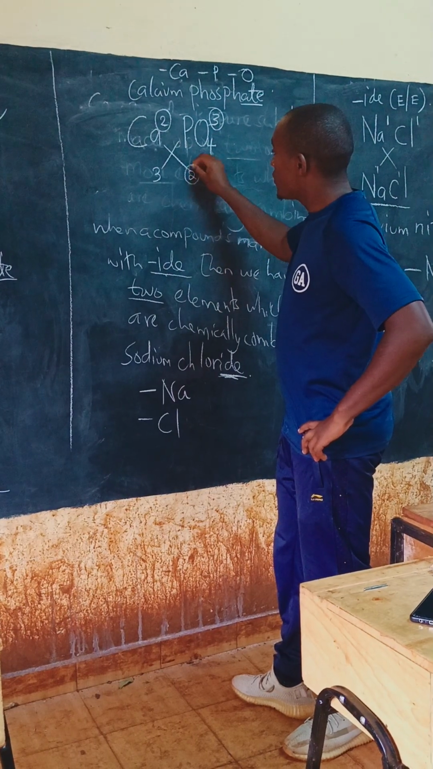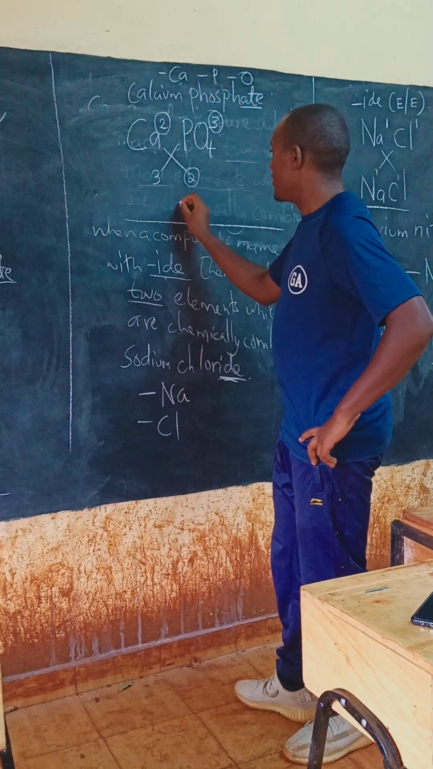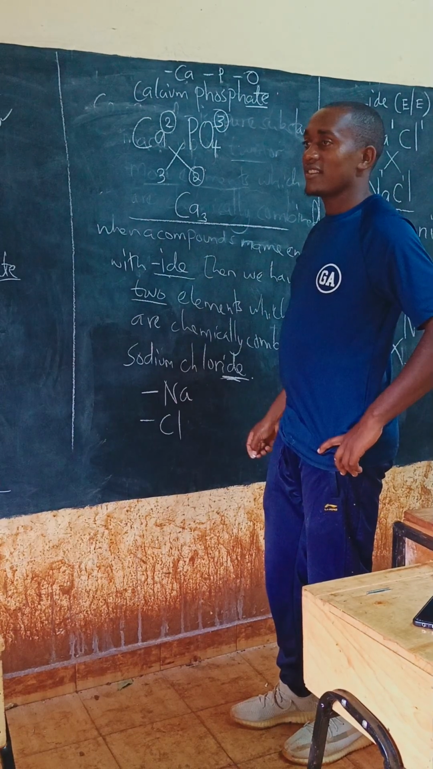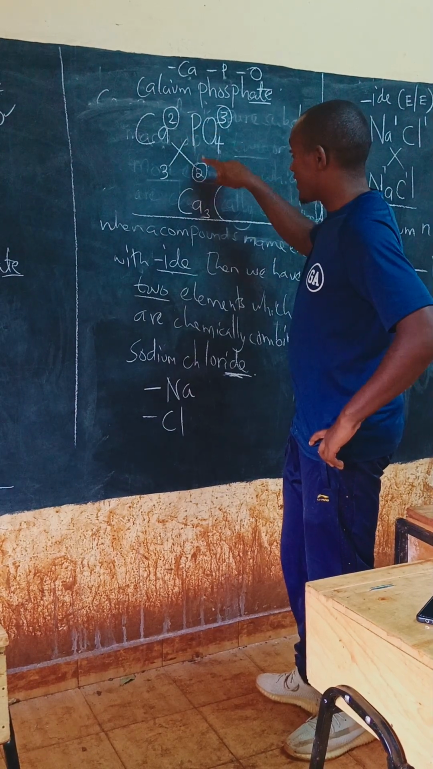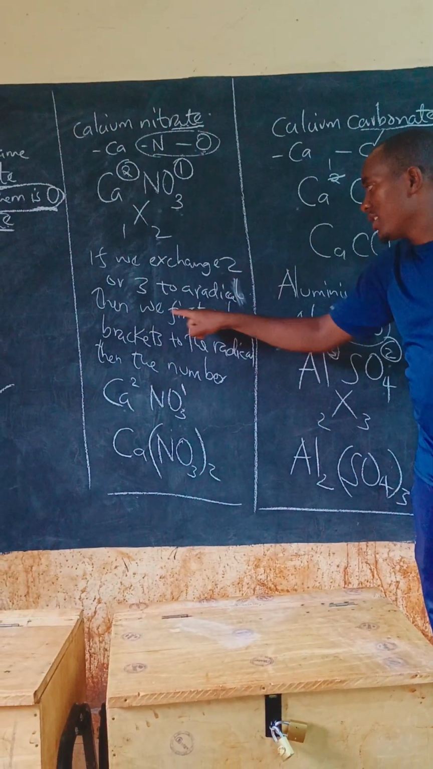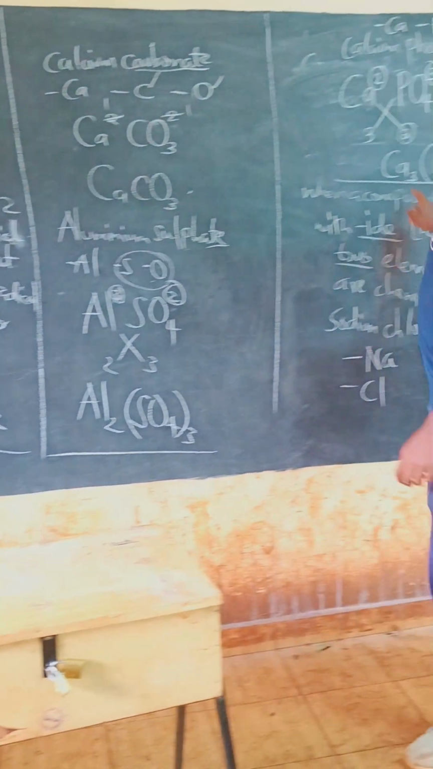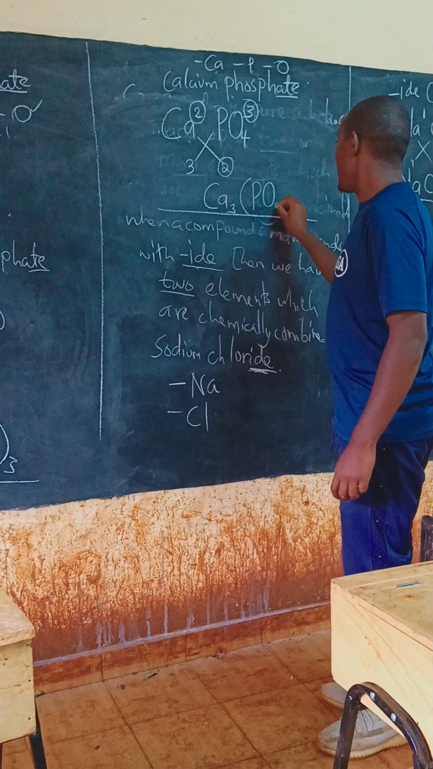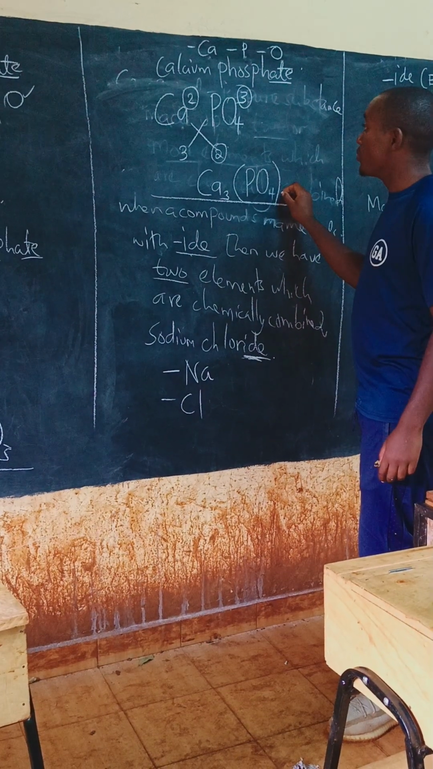Therefore, it means that 2 coming to a radical, we must put brackets to that radical. Therefore, writing the formula of this, it will be calcium Ca3. Then we put brackets to that radical because 2 is exchanged to a radical. And we said if we exchange 2 or 3 to a radical, then we first put brackets to the radical, then the number. Therefore, the formula of calcium phosphate will be Ca3(PO4), then we put 2 outside.